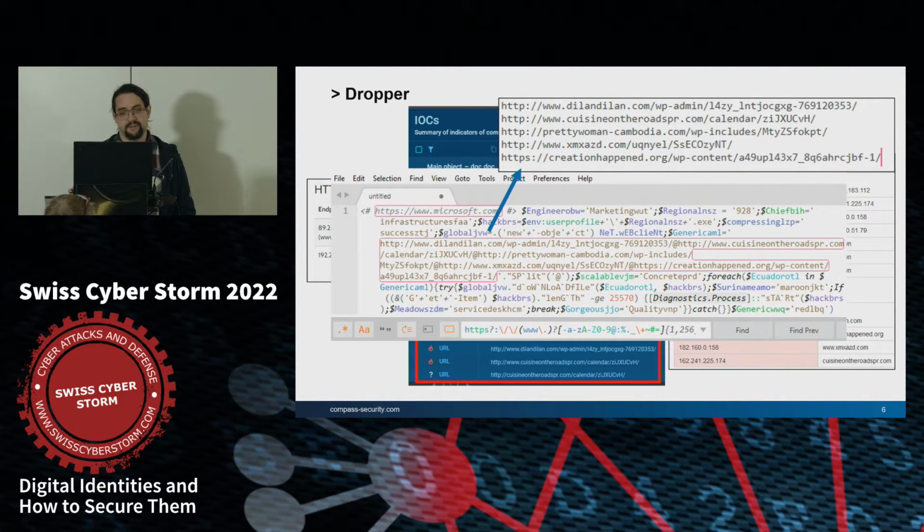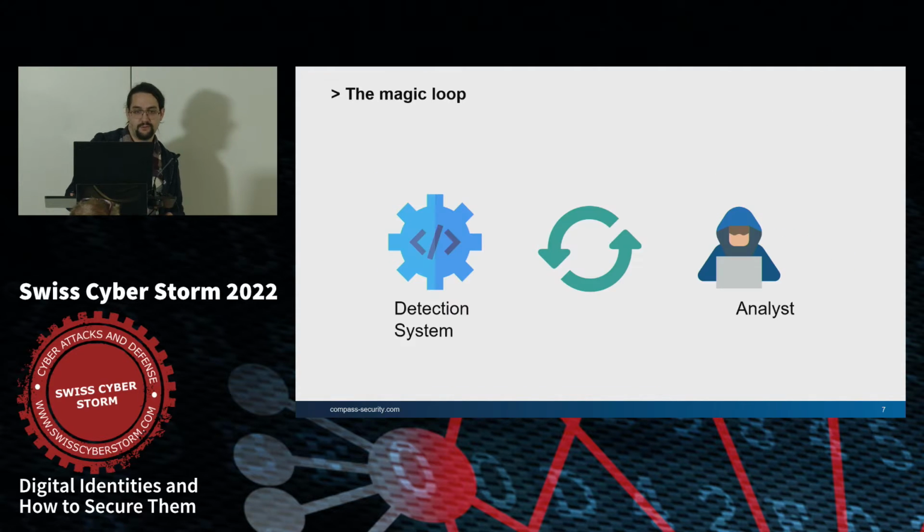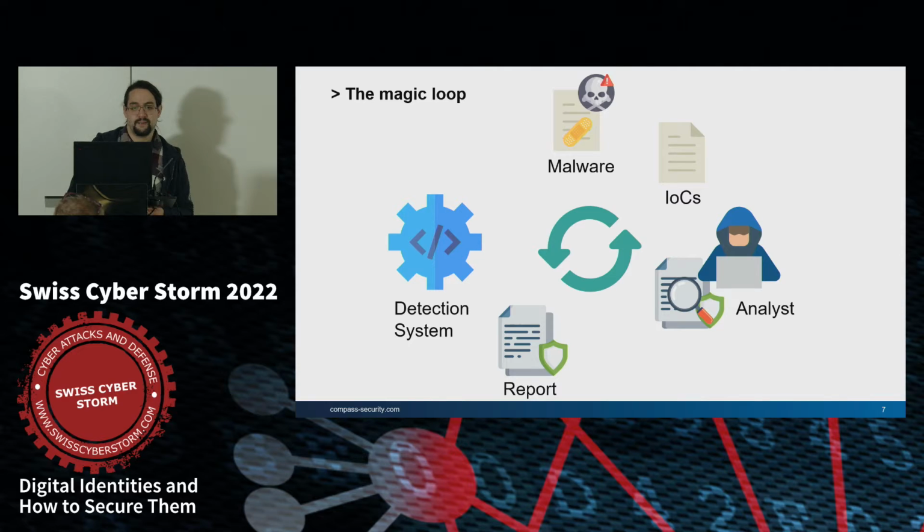So the next step is to actually look at the file where it's dropped, so we can do the second step. And we can see here that it's 928.exe on the user profile. So the magic loop: we have a malware, we put it on our detection system, we get the report back, we look at the report by an analyst, and then we extract IOCs, so this is the URL, for example. Then in some cases we patch the malware so it can run undetected on the automation system and do this loop again and again.